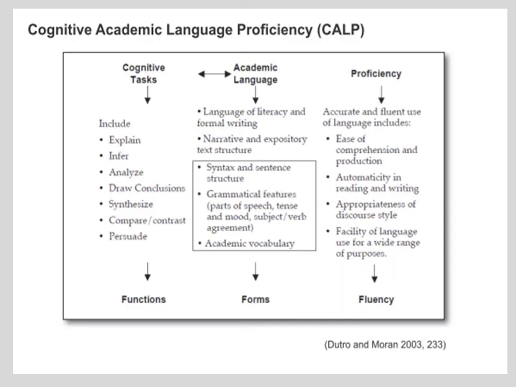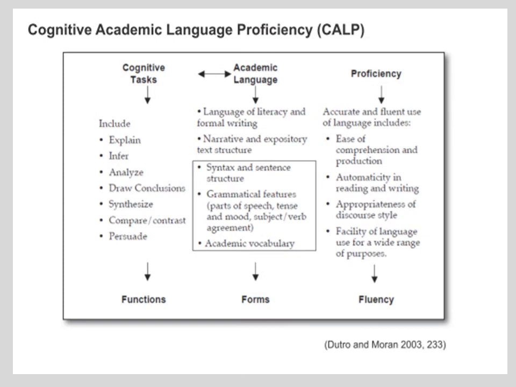That last word problem was a real stumper, in some ways because of the complexity of the sentences and word choices that were used, but also in the sense of the difficulty of the cognitive task that was being asked of a student to answer the problem. If you see this chart here, what we're looking at is the cognitive tasks, the academic language, and the proficiency of that academic language, and how it helps us in the functions, forms, and fluency categories.